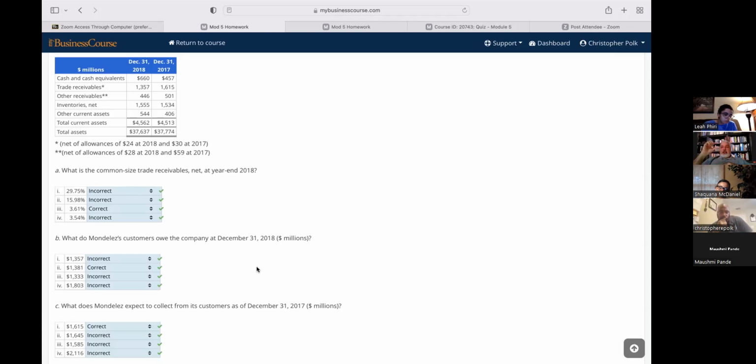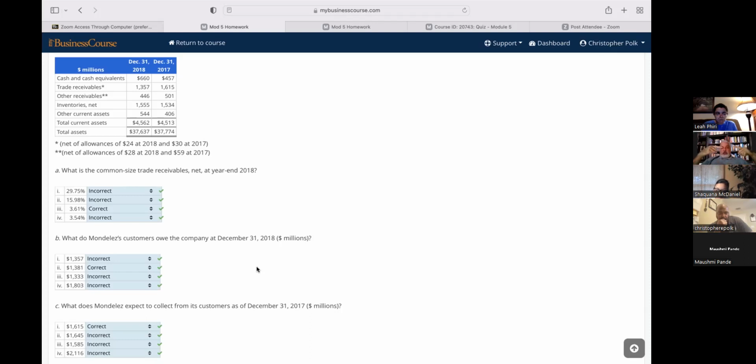So what does that net receivables mean? That's the amount I expect to collect. In theory, I don't have 1357. I have 1381 in receivables. My receivable account says 1381. My allowance account says 24. My net trade receivables is 1357. If I'm doing a vertical analysis on receivables, I'm going to take that 1357 and divide it by my 37,637 total assets. That's the percentage I expect to collect. That is my vertical analysis saying, as a percentage of assets, here's what my expected receivables are going to be collected. I don't expect 24 of those to be collectible out of the 1381.